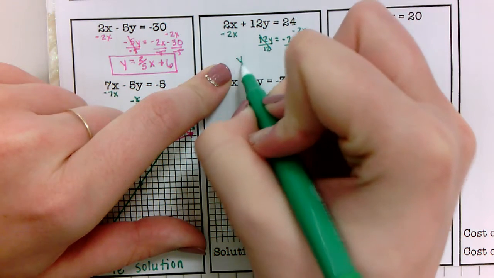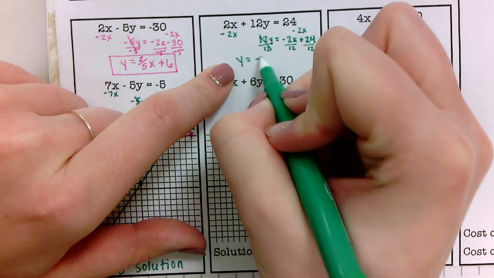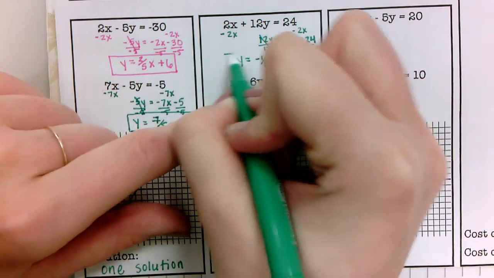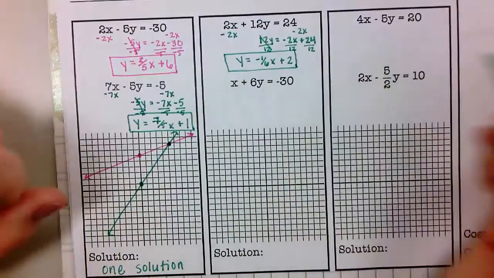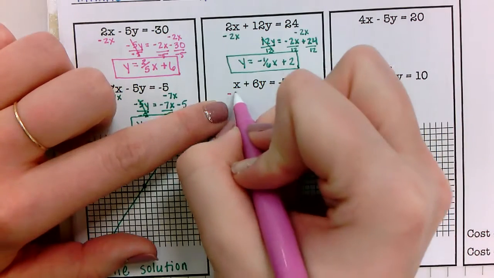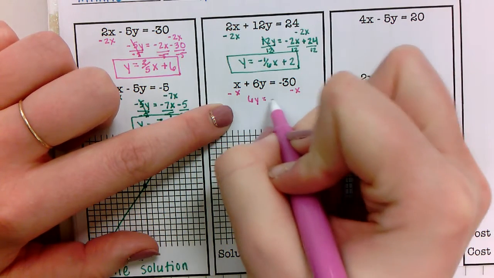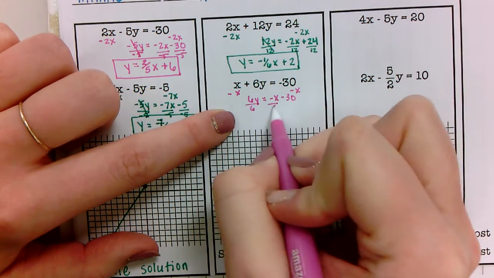So now we have y equals negative 1/6. I can reduce that, plus 2. Okay, because 24 divided by 12 will reduce down for me. And then for this one, move this x over. So we have 6y equals negative x minus 30. And I need the 6 gone.